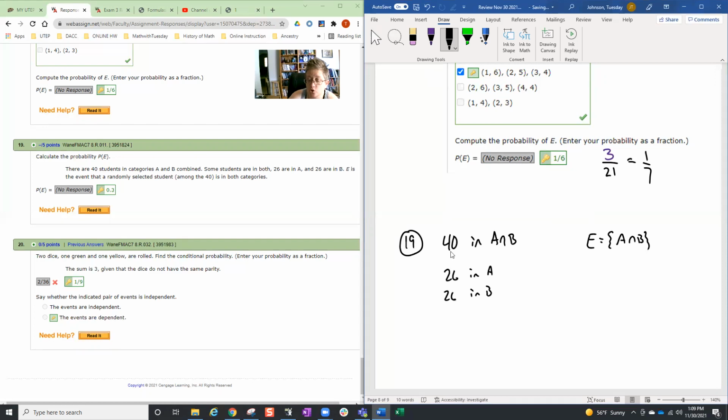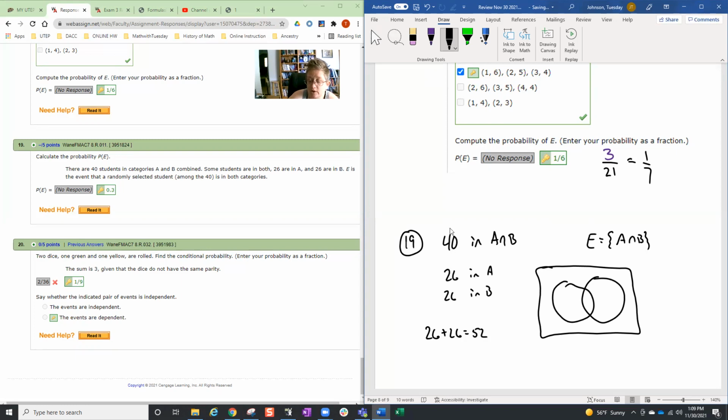All right, so I know there's a total of 40, so I'm thinking Venn diagram comes to mind right away. I need to find out what's in this intersection. That's what I'm really looking for. And I know that 26 plus 26 makes 52. But how can I have 52 if there's only a total of 40? So it must be 12 overlap. I'm going to say overcounted, because 52 minus 40 is 12 overcounted. And if 12 is overcounted, the probability of our intersection is 12 out of 40. And that's how they get the answer of 0.3.